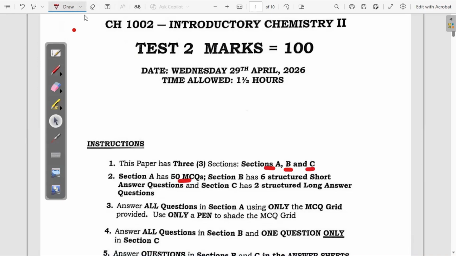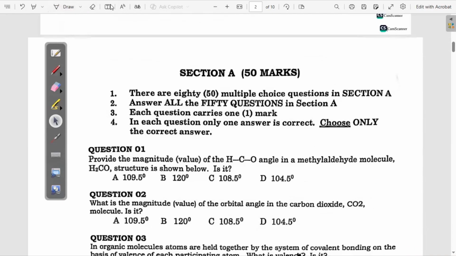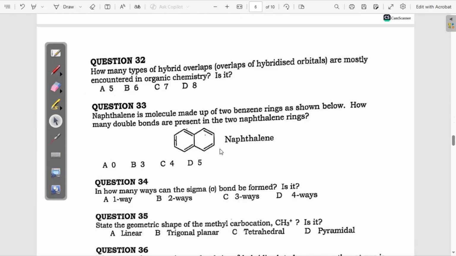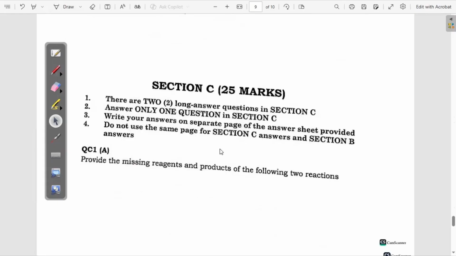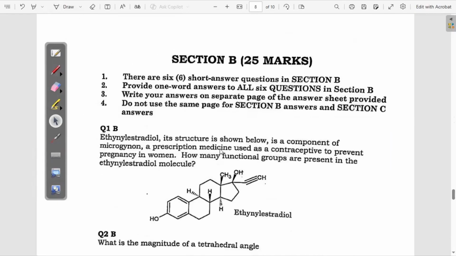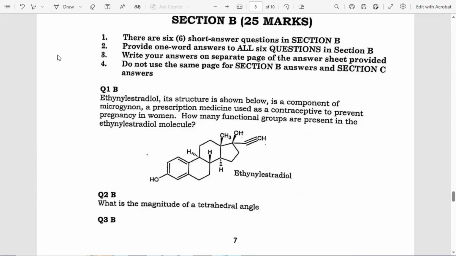Okay, so we're going to answer all the questions in this paper, starting from section A, where you have multiple choice, all the way to sections B and C, where we have the structured questions, and all these questions are on organic chemistry. So without wasting much of your time, let's start from section A, question 1.